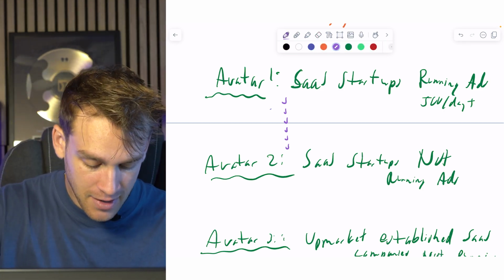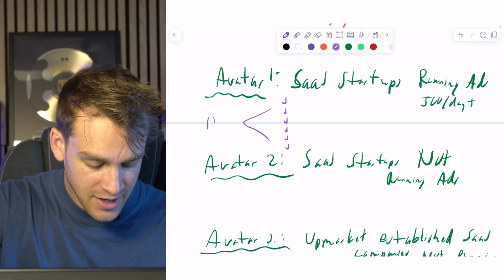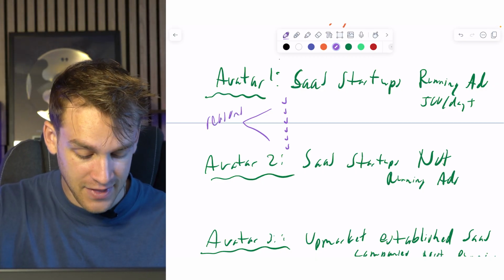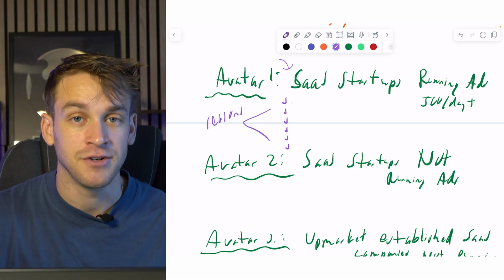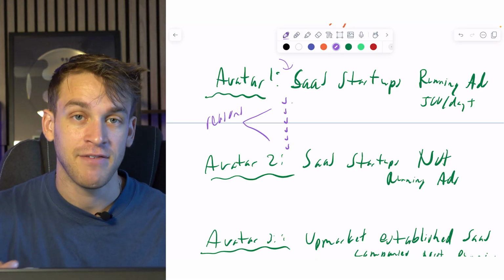And really when you chalk it all up, these are just reasons why somebody that is, in this case, a SaaS startup that's running ads at 500 plus per day should buy your product or service. Right? So it's somebody running at 500 plus per day.